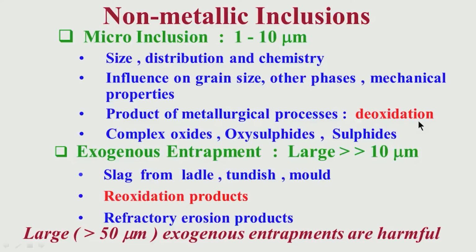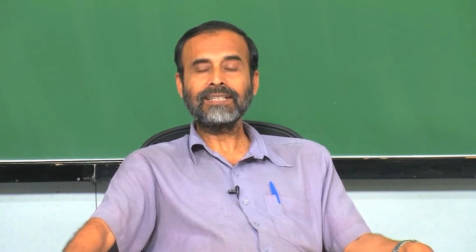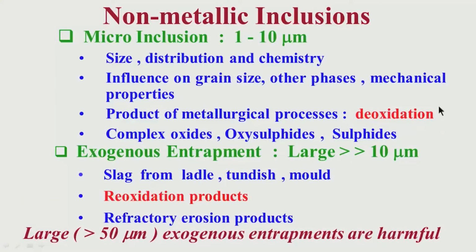How will the dissolved oxygen come down? In the form of SiO2, which might get formed, MnO might get formed, or aluminum oxide might get formed. So these inclusions, that means these oxides, are part of the metallurgical process. So we call them deoxidation products. These are small non-metallic inclusions.